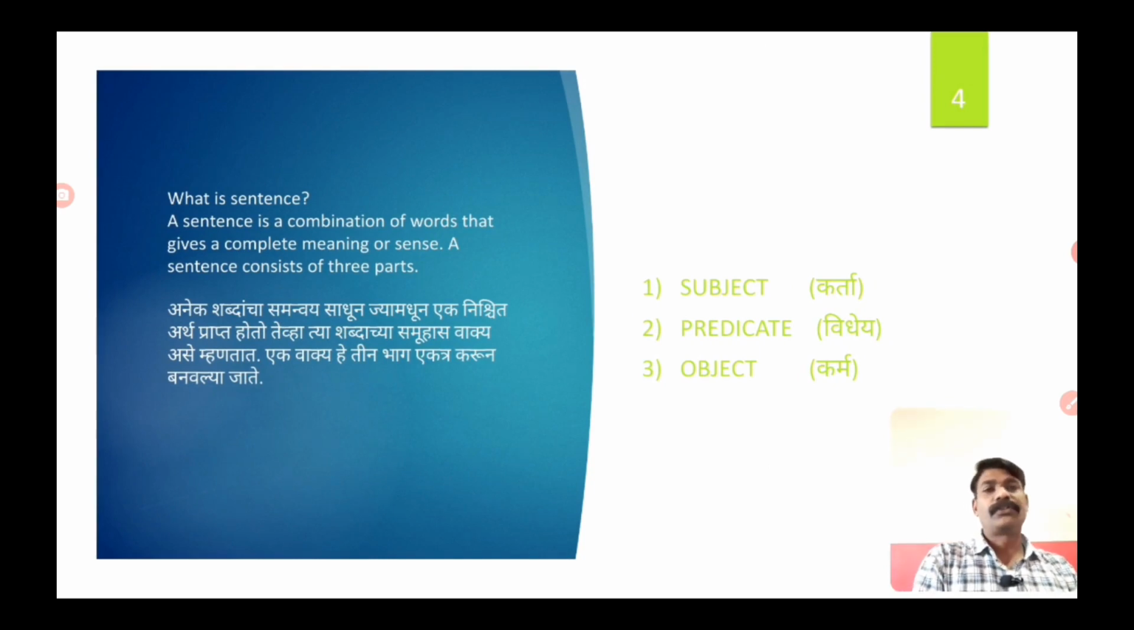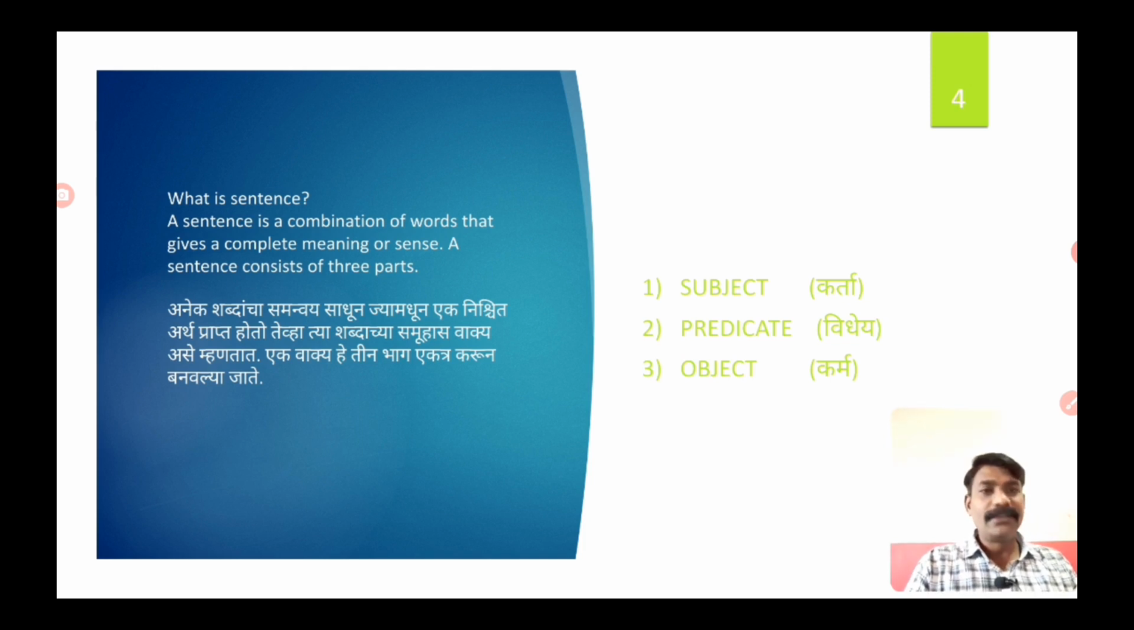And before we start, let's get a glimpse of what a sentence is. A sentence is a combination of words that gives a complete meaning or sense. A sentence consists of three parts. See here minutely. A sentence is a combination of three words. Three words, this is the general term.